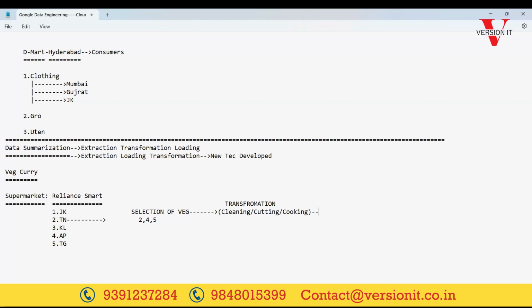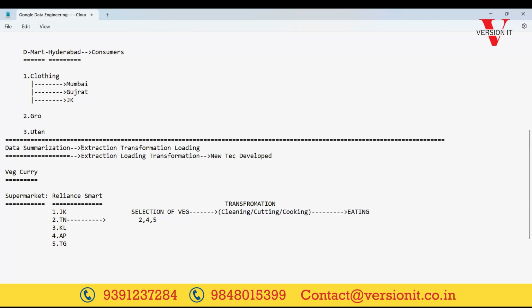And finally, what do you have? Finally everything is done. Then you'll do the eating of the vegetables. Okay, eating of the vegetables.